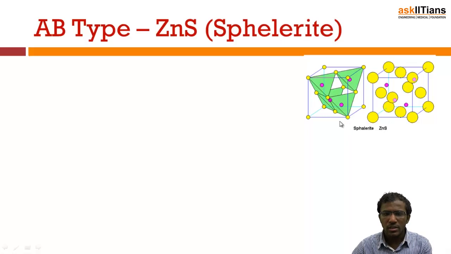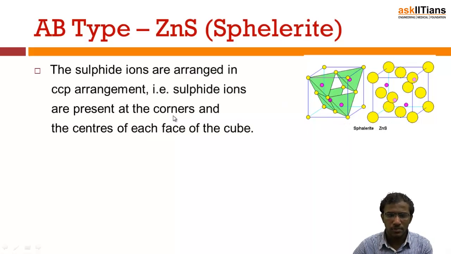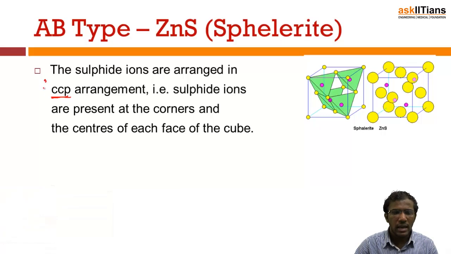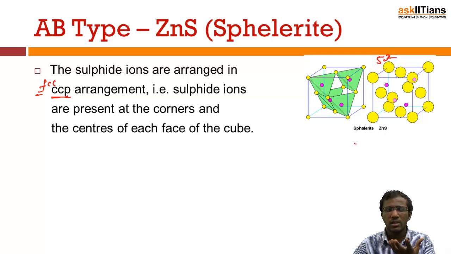So now see the arrangement of sulfide ions. The sulfide ions are arranged in a CCP arrangement. So CCP is nothing but FCC. So the sulfide ions are present at the corners as well as at the face centers, which are shown here. So the yellow ones are sulfide ions, which are bigger in size, which are present at the corner as well as at the face center.